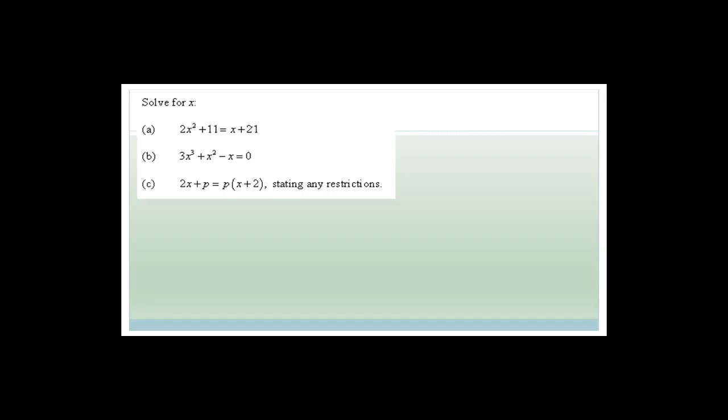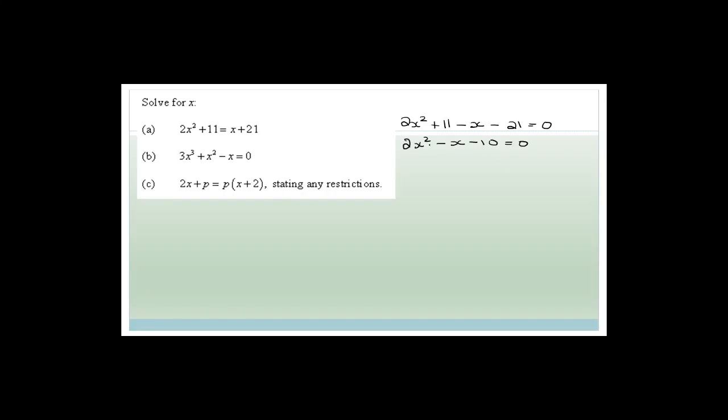So it says, solve for x, 2x squared plus 11 equals x plus 20 plus 21. So first thing I'm going to do is get everything onto the one side. So I've got 2x squared plus 11 minus x minus 21 equals 0. Okay, so then I'm going to add the like terms. So I've got 2x squared minus x, and I've got plus 11 minus 21, which is minus 10 equals 0.